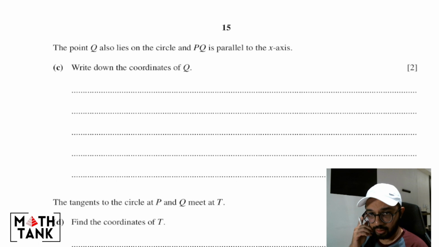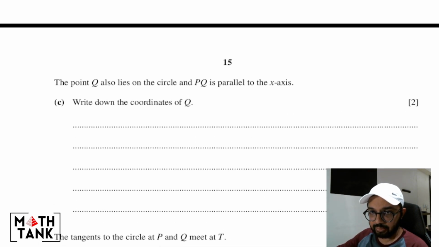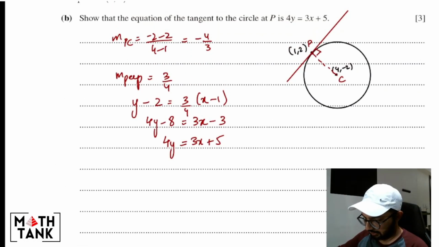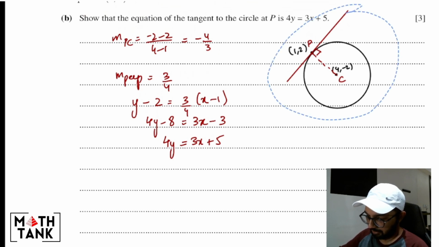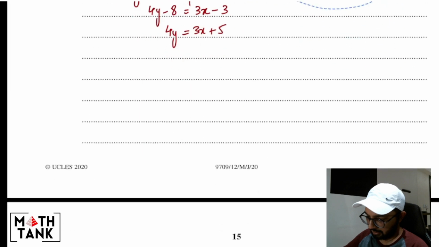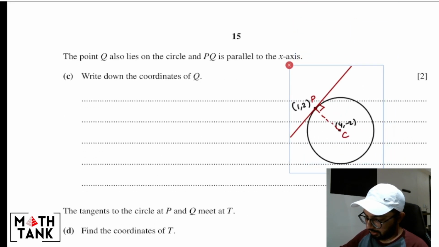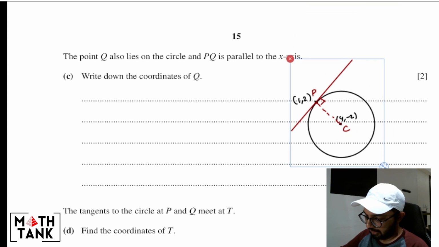It says the point Q also lies on the circle and PQ is parallel to the x-axis. Okay, parallel to the x-axis. So I have a line that's passing through here again. Let me just copy it and put it on the next page as well so that we can see it clearly. Okay, so there is another point Q for which the line passes like that.